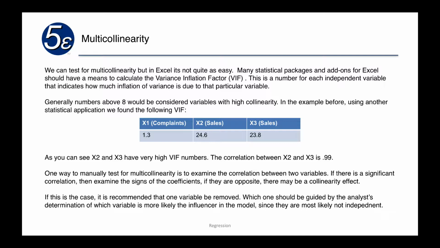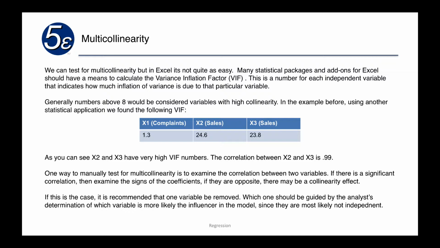So in the example before, we would have found this VIF for complaints as being 1.3, and for sales as being 24.6, and for the other sales variable, 23.8. As you can see, X2 and X3 have very high VIF numbers. And if we actually calculated the correlation between X2 and X3, we would see that it would be 0.99. So one way to test for multicollinearity is to examine the correlation between the two variables. If there is a significant correlation, then examine the signs of the coefficients. If they're opposite, you may have a collinearity effect.